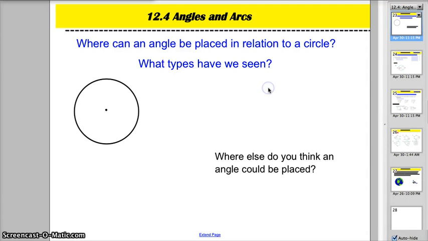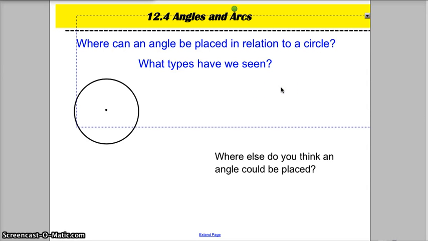Okay, section 12.4. Let's see if I can get through this one in my 15-minute time span. So to begin, where can an angle be placed in relation to a circle? What types have we seen? Take a second and flip back through your notes. Where have angles been placed?